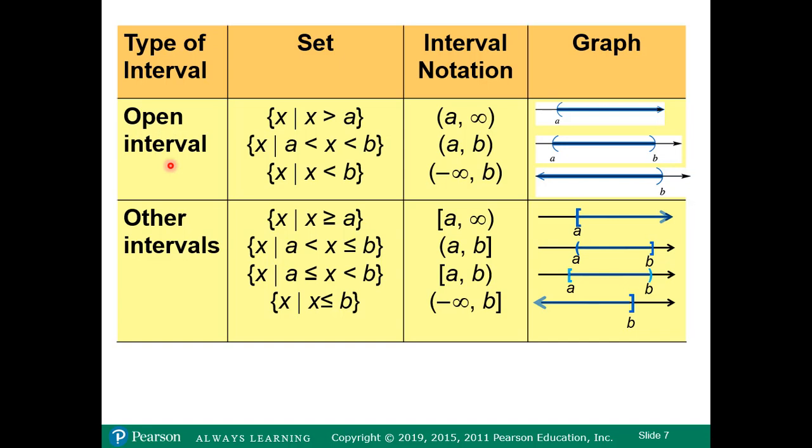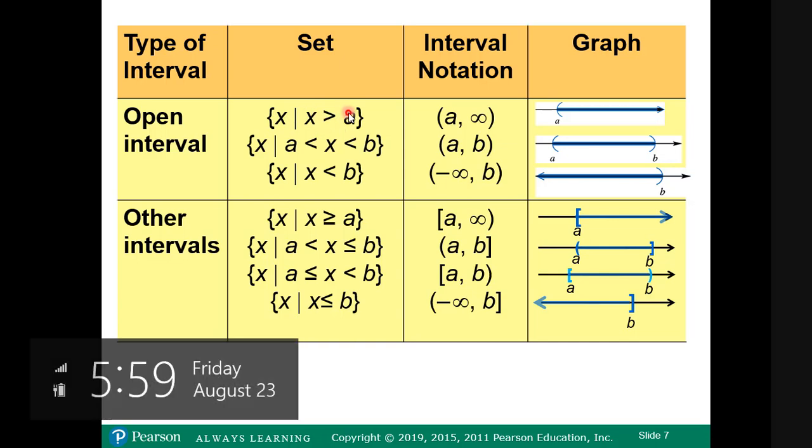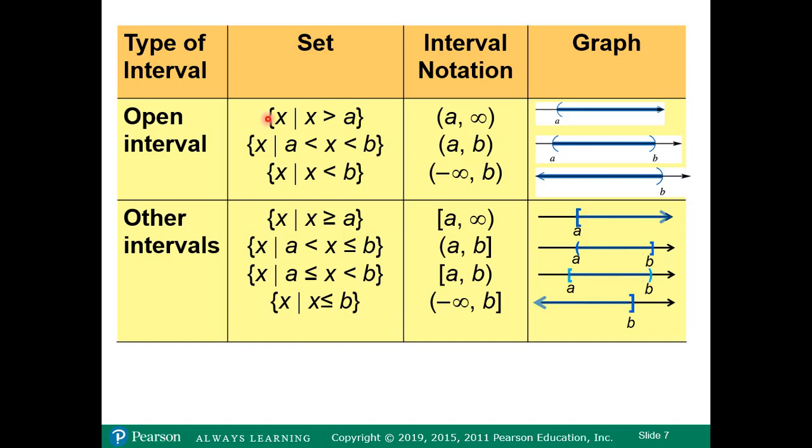There are different ways we could show this. We could use set notation, where we have the curly braces that represent sets. Then we have x, a vertical bar, and after the vertical bar we have the rule. The way we would read this is: the set of all x such that, that's what the vertical bar means, such that x is greater than a. This is the rule that tells you what is going to be inside the set and what is not.